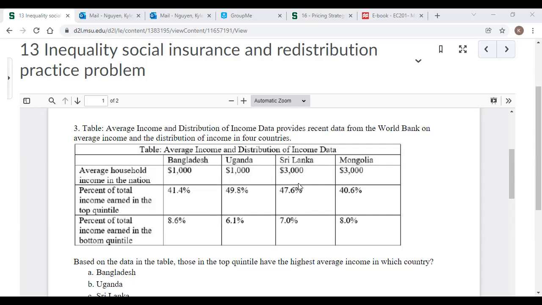Could I do it in a different method where I narrow it down to Sri Lanka and Mongolia first based on the income, and then look at the percent of total income earned in the top quartile? Because that would give me the same answer of Sri Lanka.